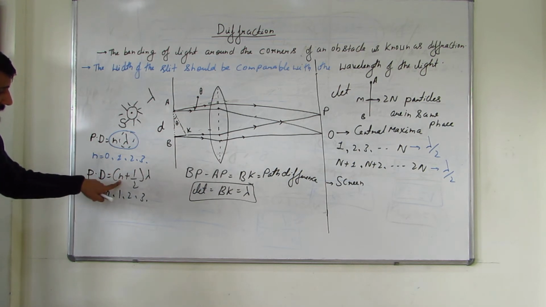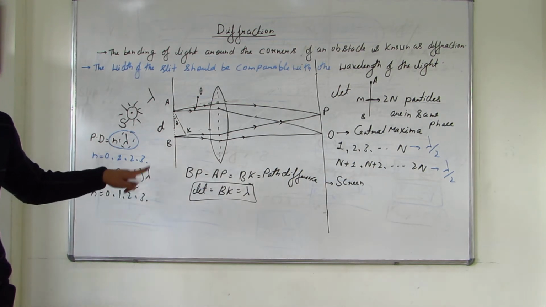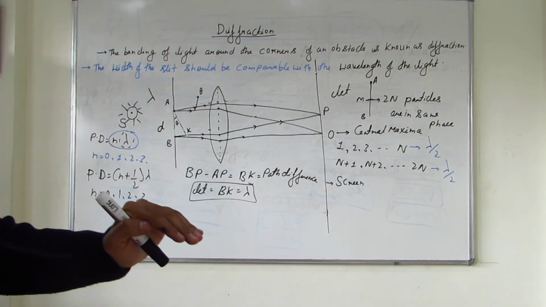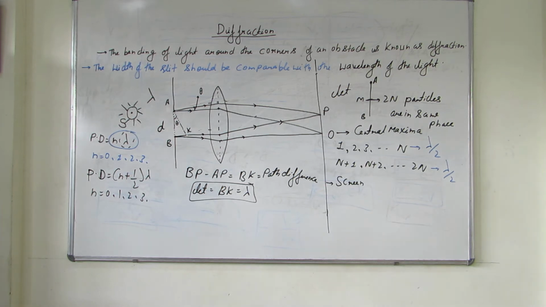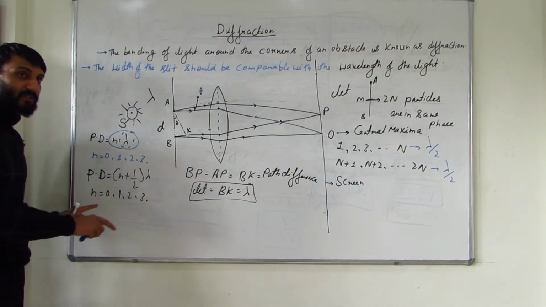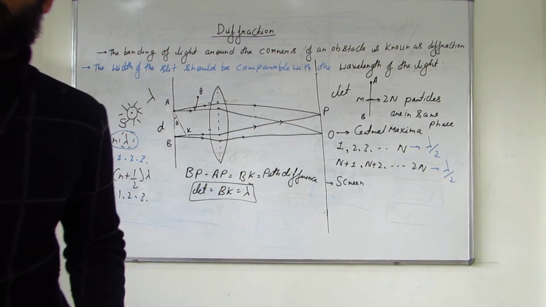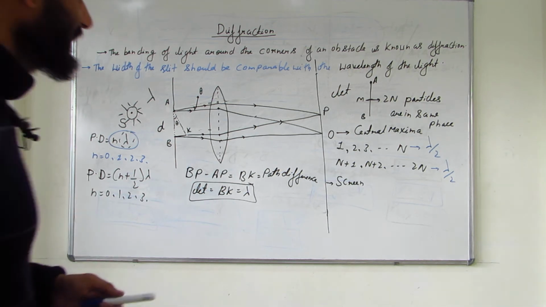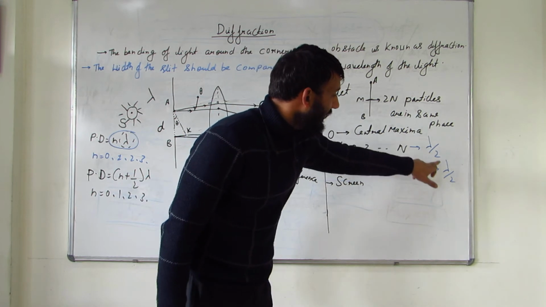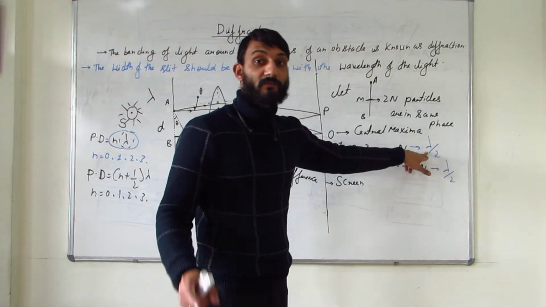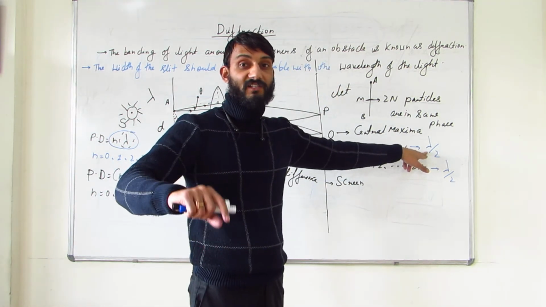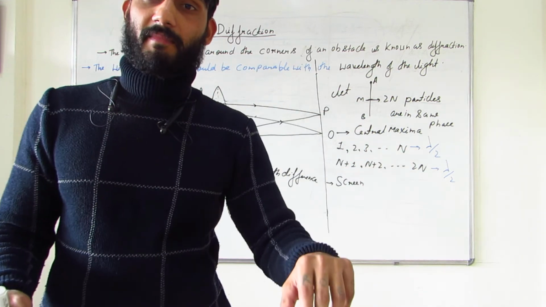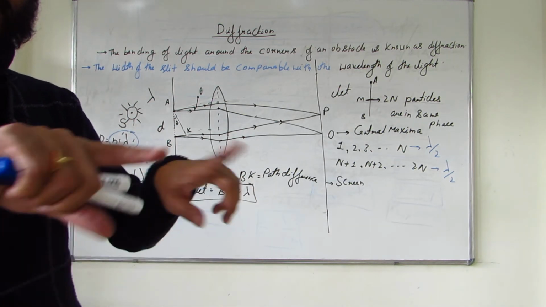if I put n as 0, it will be lambda by 2. So basically, if it is an integral multiple of lambda, it will be a bright point. But if it is not an integral multiple, but a fractional one like half, 3 by 2, 5 by 2, this will be a dark point. So when we see this lambda by 2, what is it? A fractional multiple of lambda. This lambda by 2 is 1 by 2 into lambda, a fractional value. It is not an integral multiple.